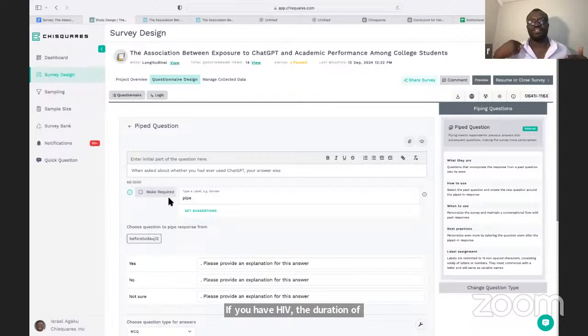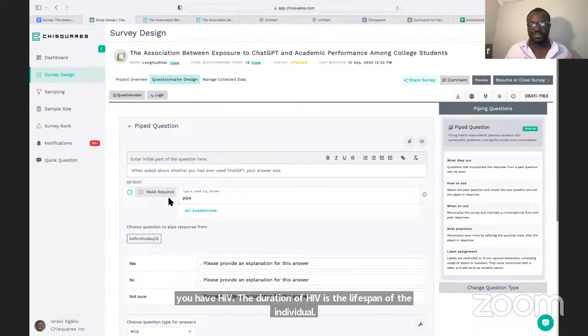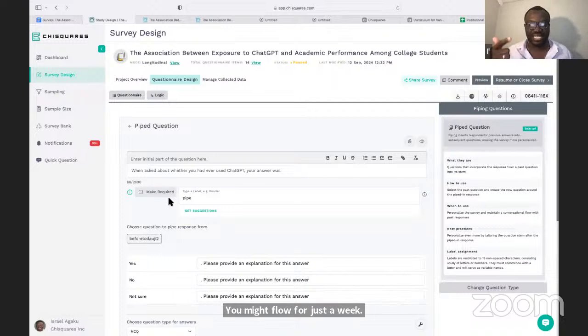Compare that to a condition like flu. You might have flu for just a week. Or there are some conditions that you might have just for one day. Maybe you have an allergic reaction that lasts just one day. So that means that if you're looking at the prevalence of a condition in the population, you got to factor in the duration of a condition.